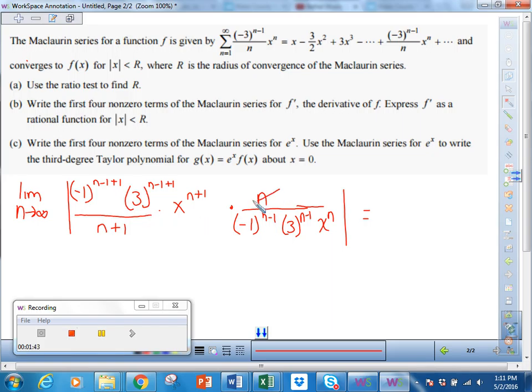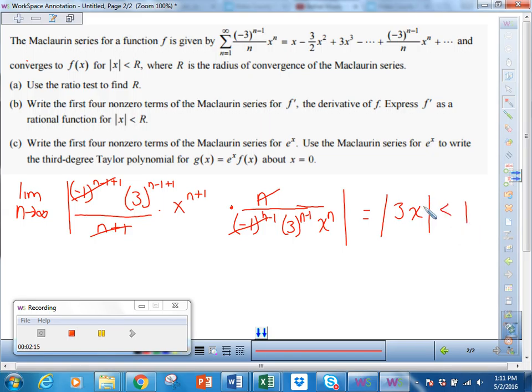So n and n plus 1 cancels. Because we're dealing with absolute value, we can get rid of the negatives altogether, so those negatives go away. This becomes 3 to the n, this is 3 to the n minus 1, so I'm going to have 3 to the n on the top or the bottom? The 3 goes to the top or the bottom? Top? That's what I thought. And that should be 3x. Is that correct? It's less than 1.